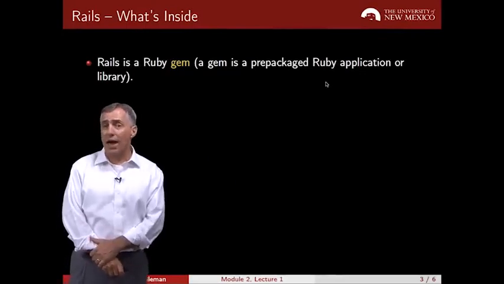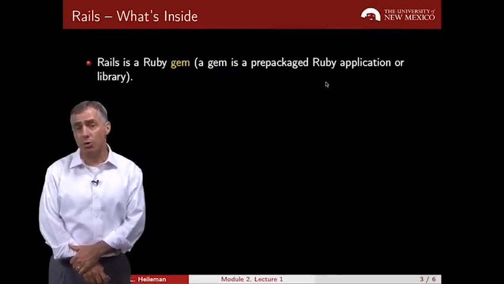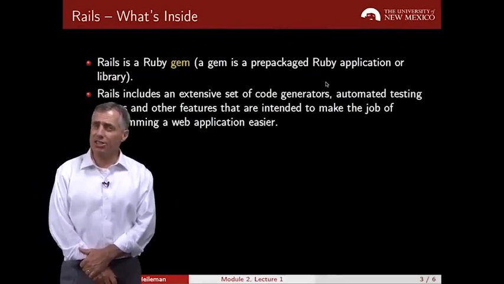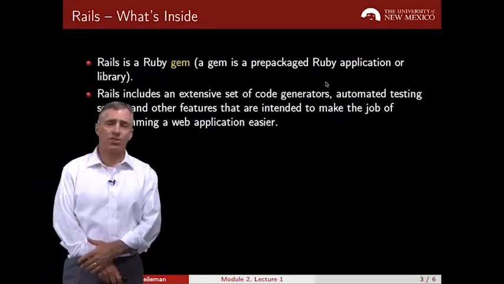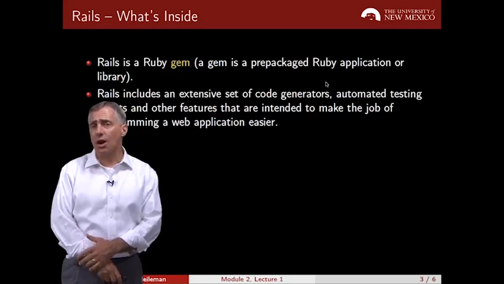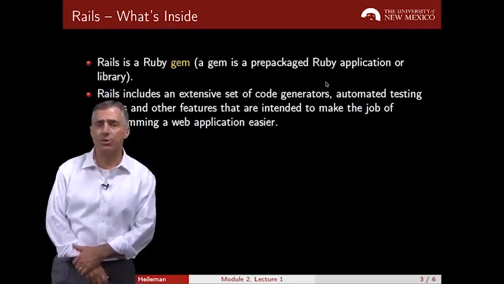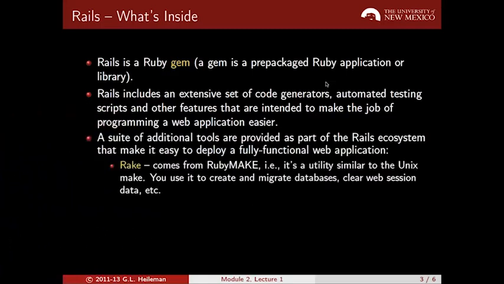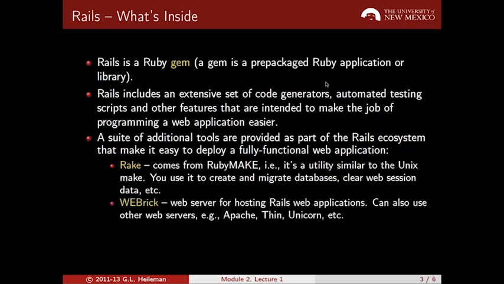As I've already mentioned, Rails is a Ruby gem. In other words, it's a package that's built on top of the Ruby programming language. And it includes an extensive set of code generators, testing scripts, and all sorts of other automated features that you need to learn how to use. It has a suite of additional tools that you can use to help develop your web applications. One of these is Rake, which stands for Ruby Make. This is a utility that you use to migrate databases, clear web sessions, and do these types of things. We'll use this extensively in the course.